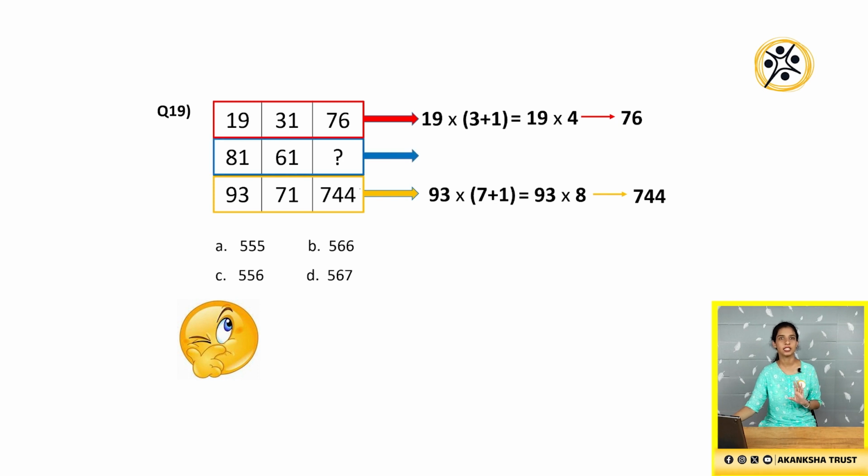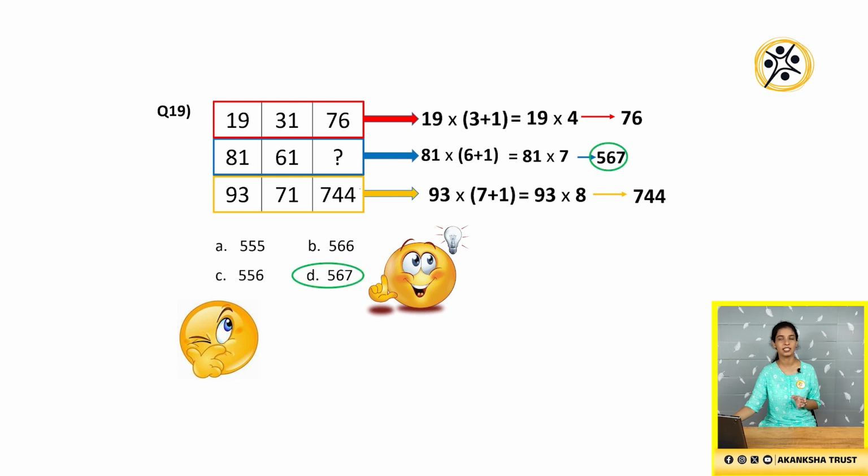So let us check the second row entry. We have 81. We need to multiply it with the digits of the second row entry, 6 plus 1, that sums up to 7. So 81 into 7 is the answer of the missing number. So 81 into 7 gives us 567, which is in option D of our options. So go ahead and take option D as the right answer.